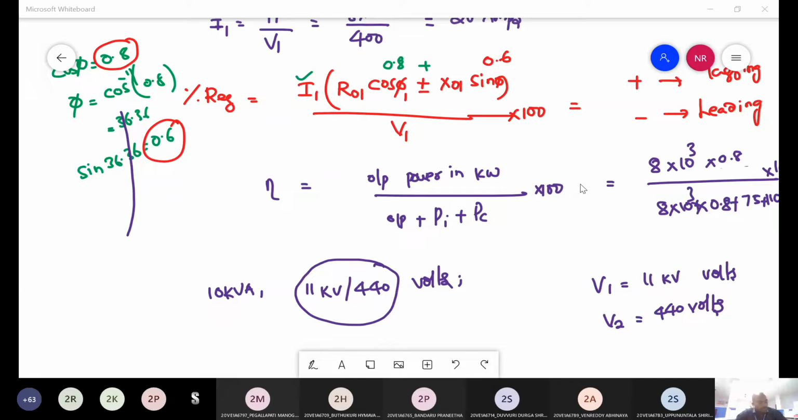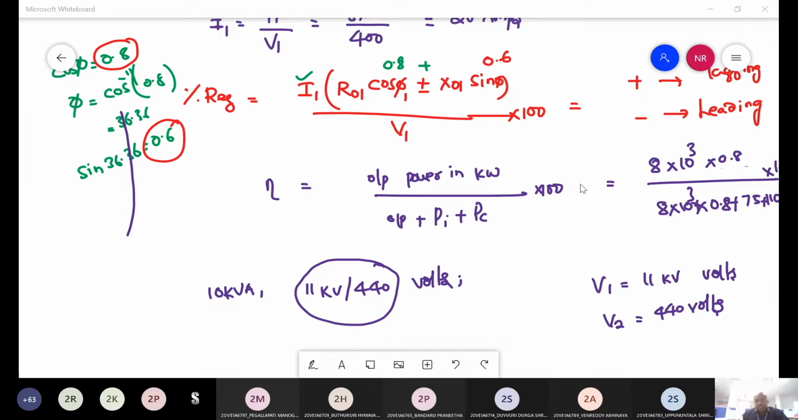ఇక్కడ క్లియర్ గా see, here the following readings were obtained from OC and SC test, 400 volts. So calculate the voltage regulation and efficiency at full load at 0.8 power factor lagging. So now while doing the OC test and SC test, all the meters we are connected in the primary side. అవునా కదా?